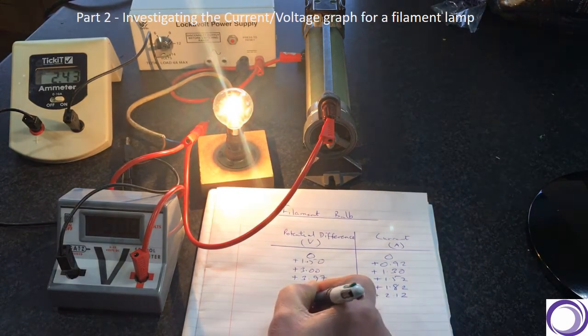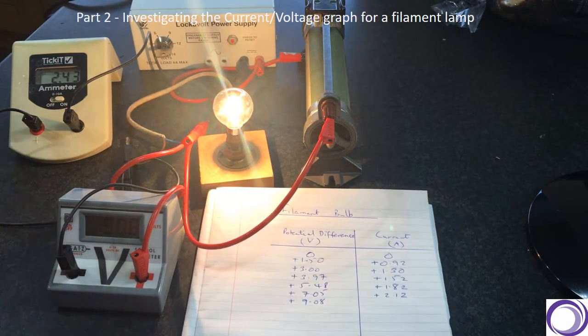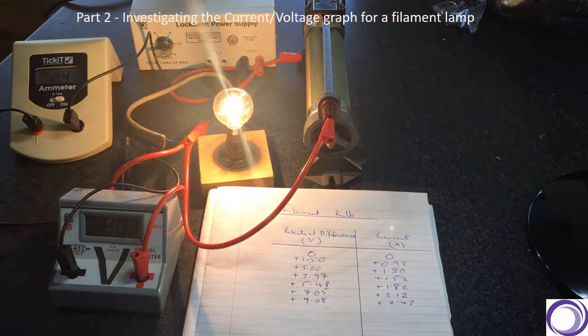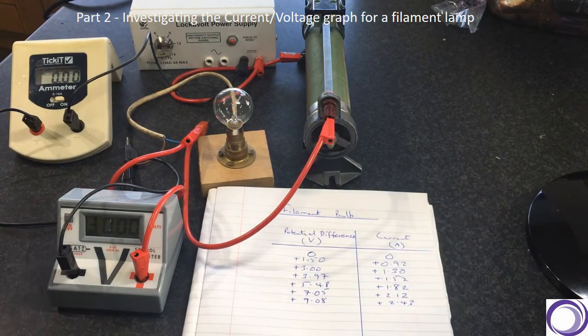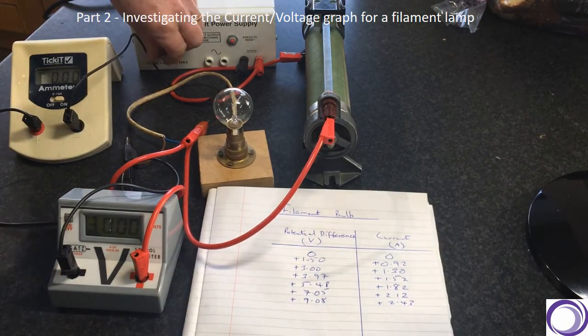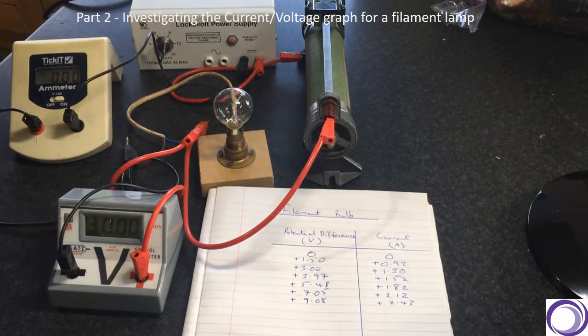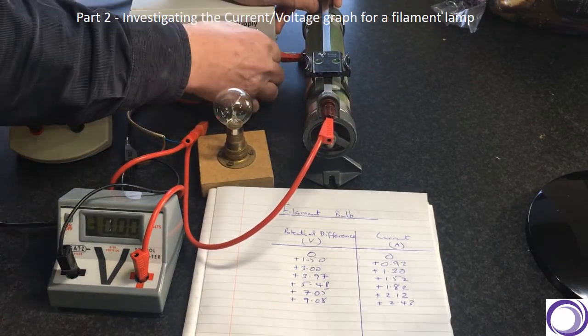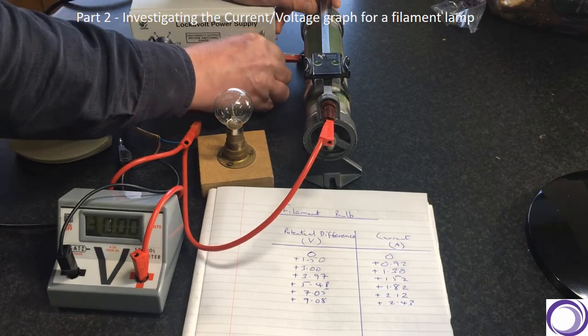9.08 plus 9.08, 2.43 amps. I switched off, let that cool down. I turn it down, I'm going to do the reverse direction. So remember, to do the reverse direction, we reverse the polarity of this power supply.